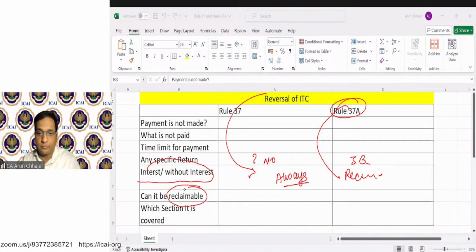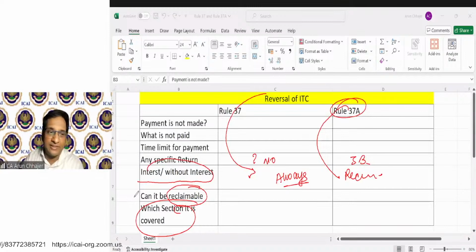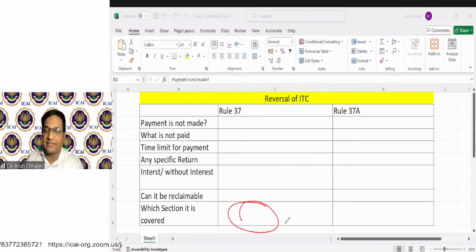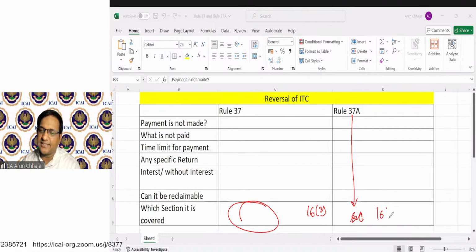Very nice, Bablu. Viraj, very nice. Abricus, absolutely correct. Both are reclaimable. Which section is it covered under? Tell me one thing, under which section is it covered? I can say the proviso to 16(2), and it is basically covered by section 16(2)(c) and rule plus section 41. No problem.